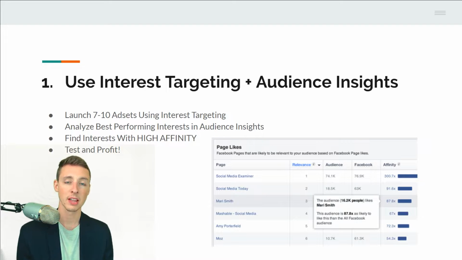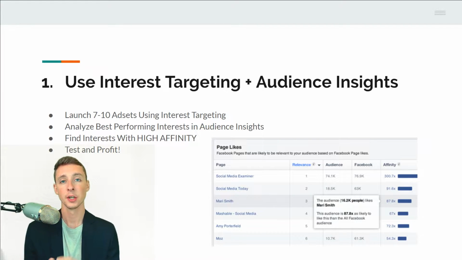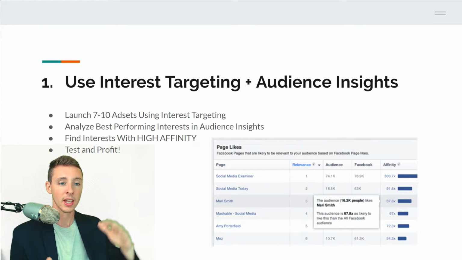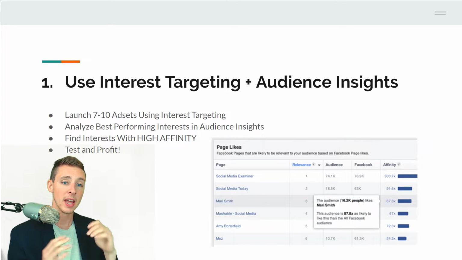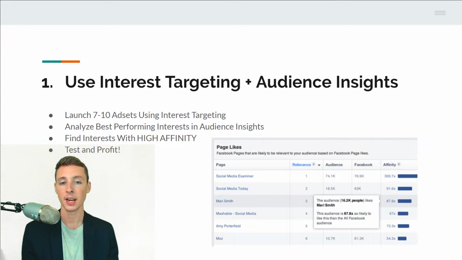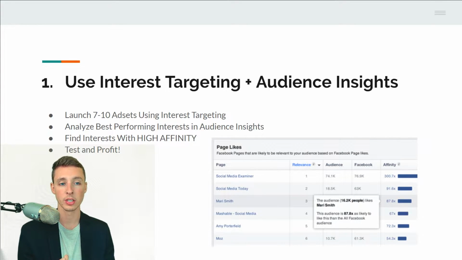So what I usually do is I launch 7 to 10 ad sets using interest targeting. So just duplicate one ad set, switch up the interest in it, and do that 7 to 10 times. And then after you've spent some money on it, analyze the best performing interests.